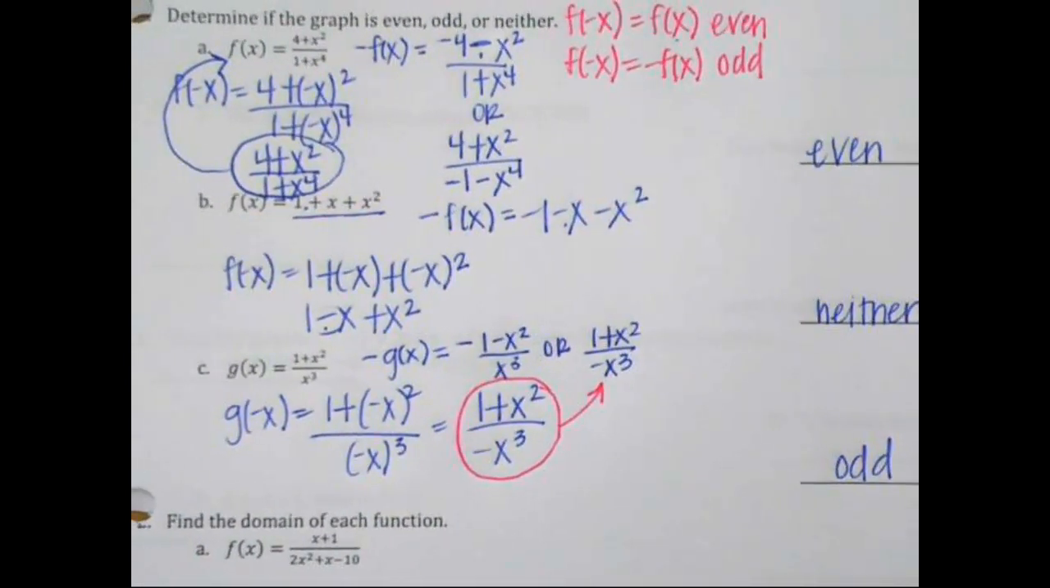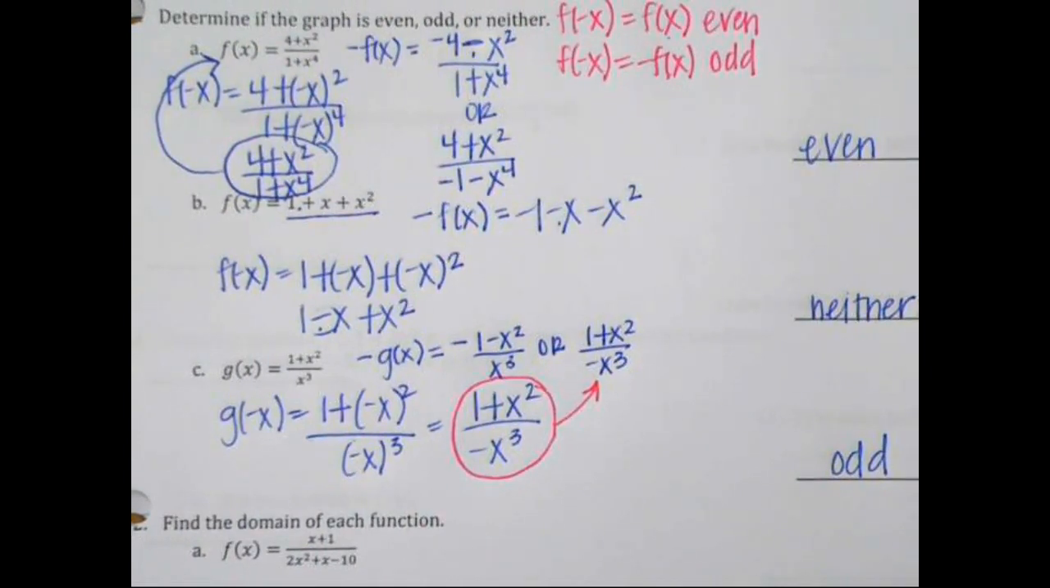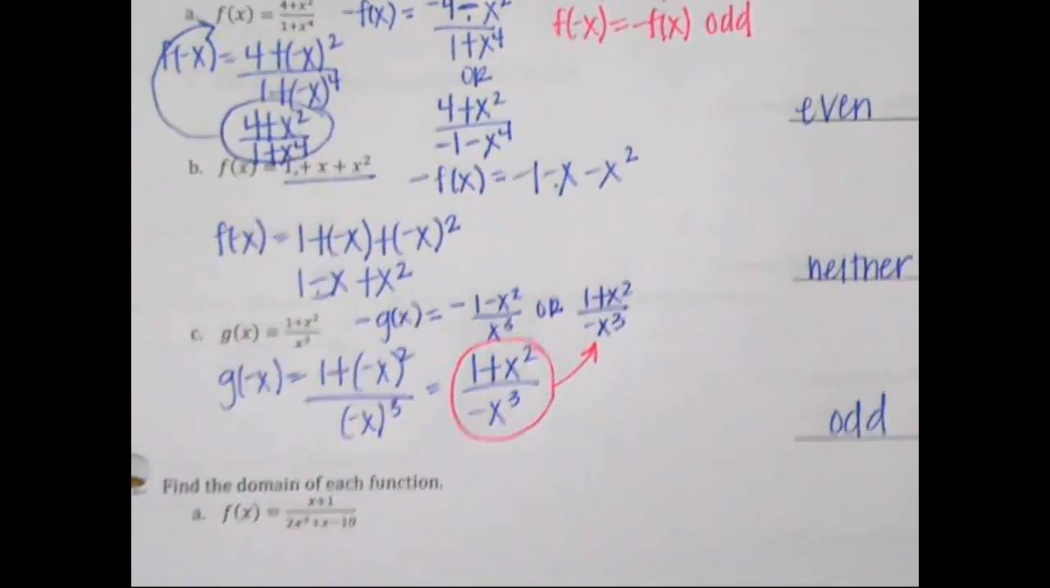And that does it for number 1. So remember, with even, odd, or neither, the big step is always just plugging negative x into your function to determine if it's even or odd. That's all you have to do. Okay, so let's move on to 2.